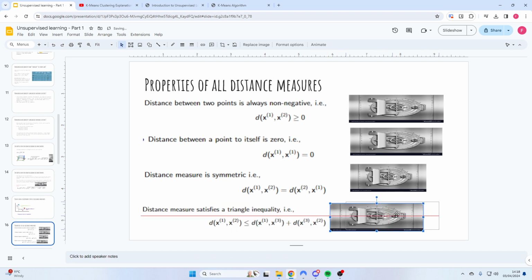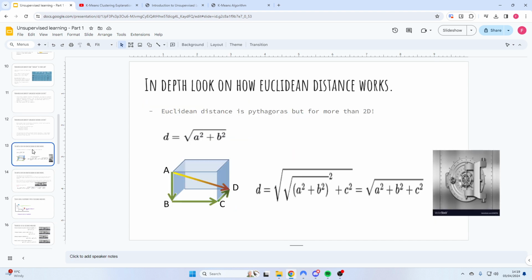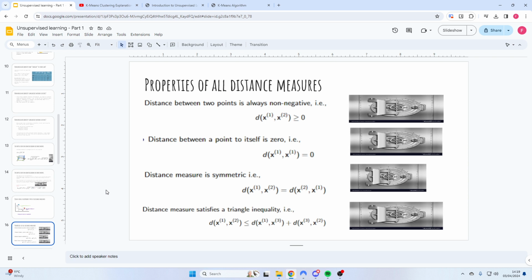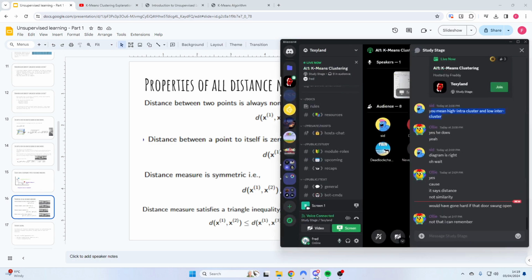And the final one is that the distance measure satisfies the triangle inequality. This is kind of like in Pythagoras' theorem. Going directly from x1 to x2 is going to be shorter than going to x3 and then from x3 to x2. It's because the hypotenuse is always shorter. And we can see that here. So 5 is shorter than going 4 then 3. Does this all make sense?